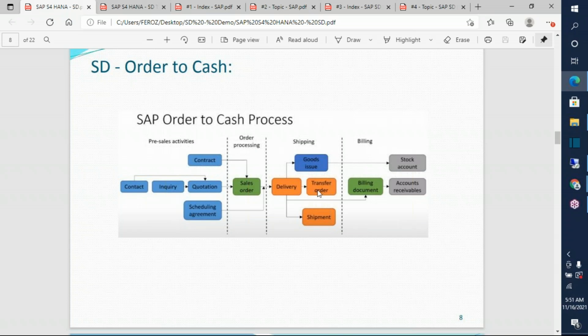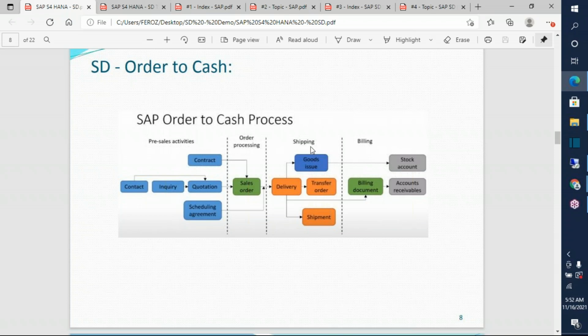And then based on the delivery date, the shipping is processed and the shipping phase starts. In the shipping phase, we have outbound delivery, goods issue, and shipment. And finally, after delivering to the customer, of course, the billing phase starts. In it, the billing document is created, and the common billing document is the invoice, right?